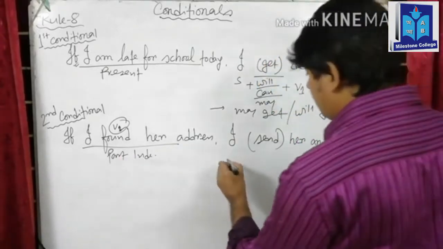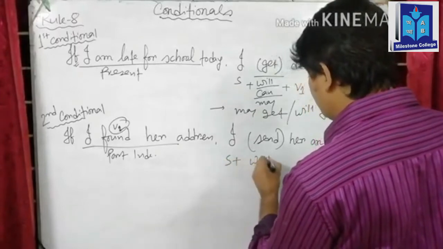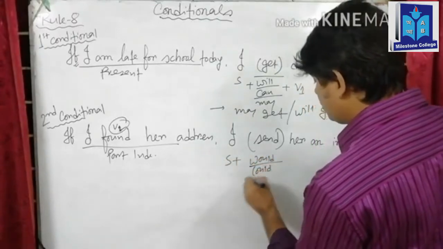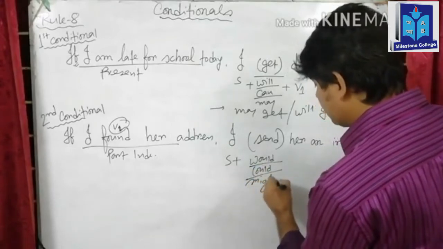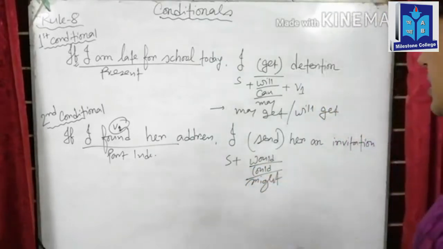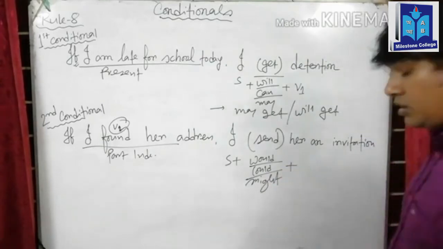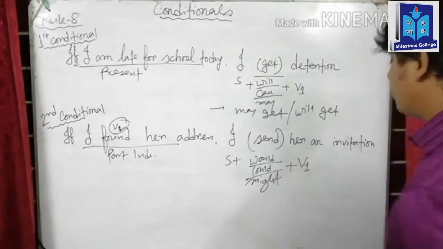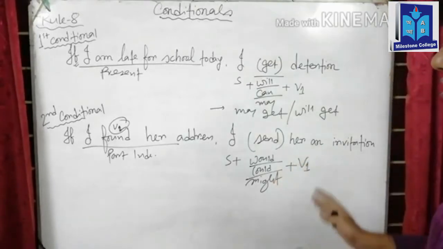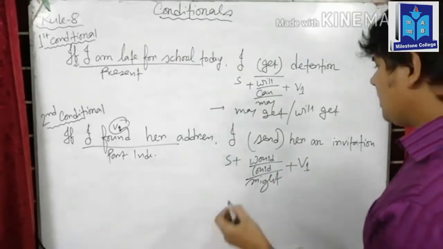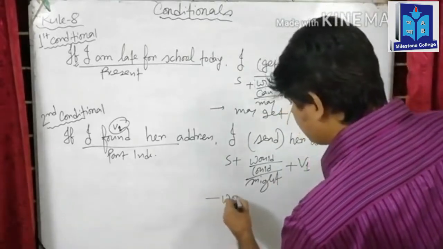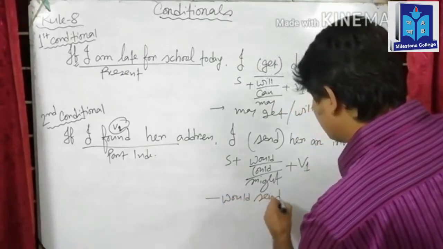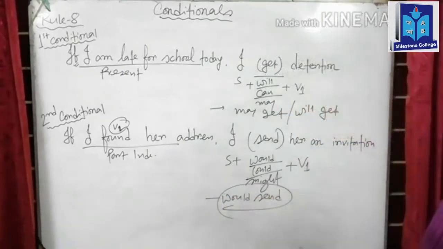That's why after the subject we have to give would, could, or even might. Any of the modals, and then, as we have already learned, after every modal we have to give the base form of the verb and the rest of the sentence. So there we can see the answer would be I would send her an invitation, I could send her, or I might send her. So any of the answers will be the correct answer.